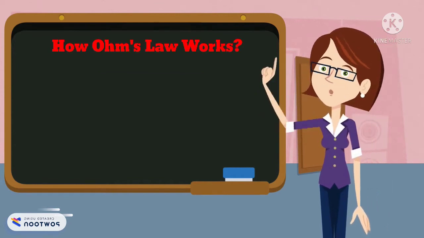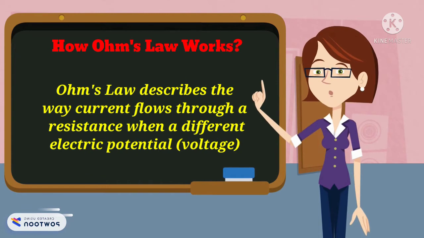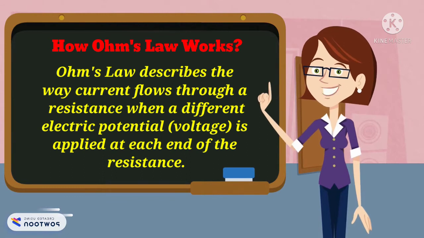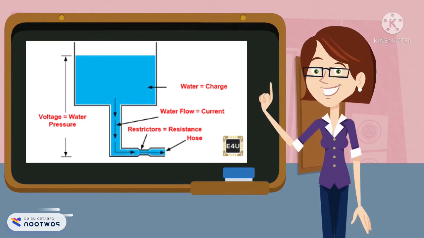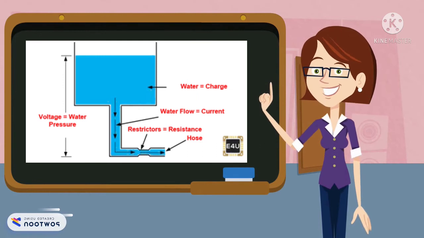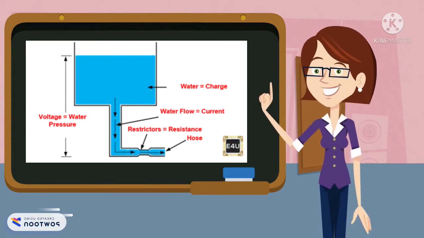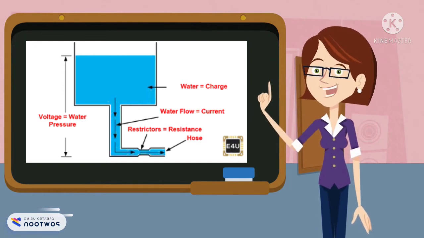How Ohm's law works. Ohm's law describes the way current flows through a resistance when a different electric potential or voltage is applied at each end of the resistance. One way to think of this is water flowing through a pipe. The voltage is the water pressure, the current is the amount of water flowing through the pipe, and the resistance is the size of the pipe. The more pressure is applied, the more water will flow through the pipe, and the bigger the pipe is, the lower the resistance.